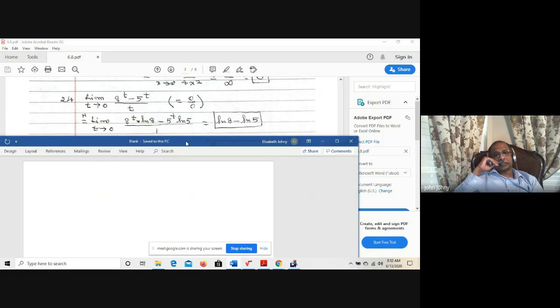Differentiate the numerator. Derivative of 8 to the power of t is 8 to the power of t times natural log of 8, minus the derivative of 5 to the power of t, which is 5 to the power of t times natural log of 5, divided by 1. Now substitute t equal to 0. 8 to the 0 is 1 and 5 to the 0 is also 1, so it is natural log of 8 minus natural log of 5.